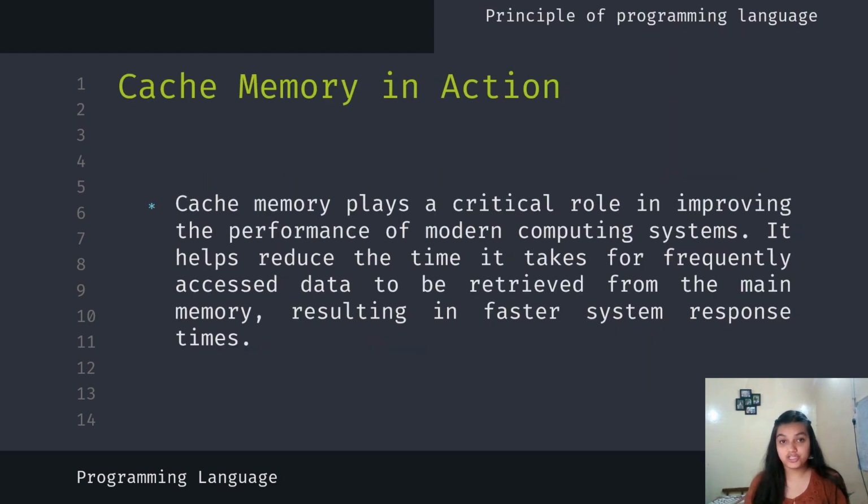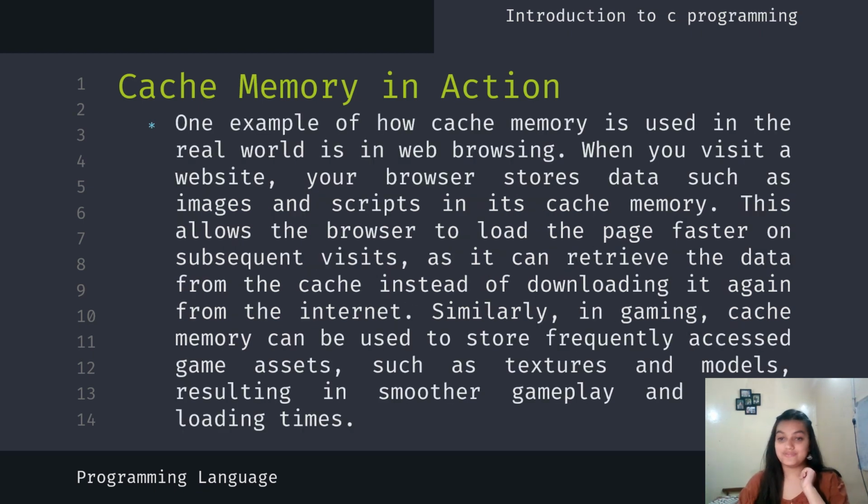Coming to cache memory in action, cache memory plays a critical role in improving the performance of modern computing systems. It helps reduce the time it takes for frequently accessed data to be retrieved from the main memory, resulting in faster system response time. Let's understand this with an example.